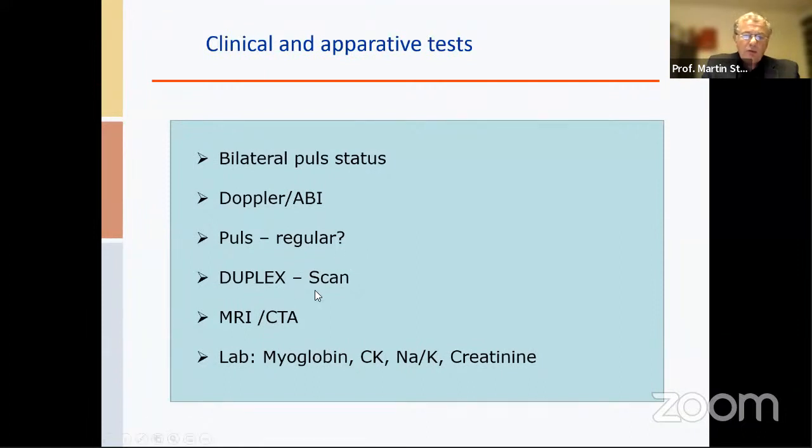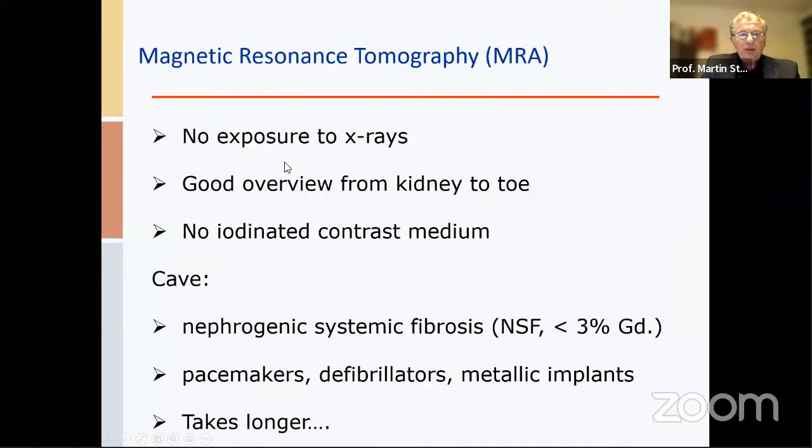But then, of course, we immediately do the duplex scan, and then we do more and more diagnostics if necessary, and some lab diagnostics like myoglobin, for instance, or creatine kinase, to find out tissue damage. Magnetic resonance tomography is actually only used where you have some time to really make a picture. It has advantages and disadvantages. The good thing is there are no X-rays, no radiation.